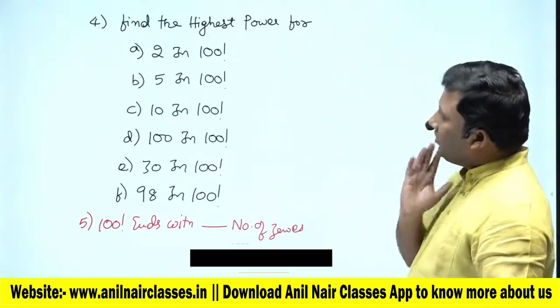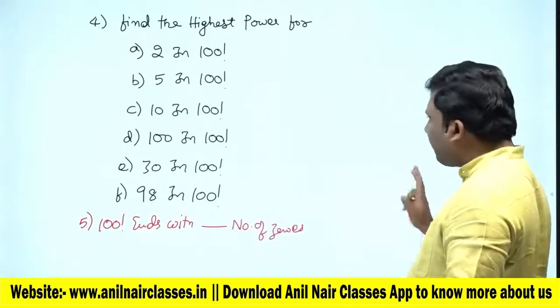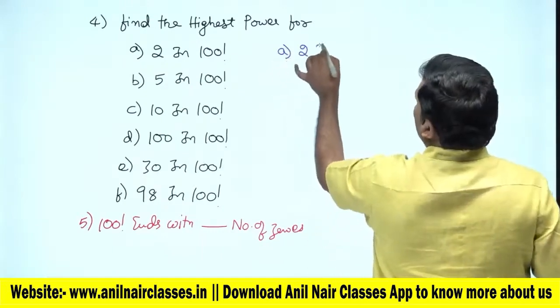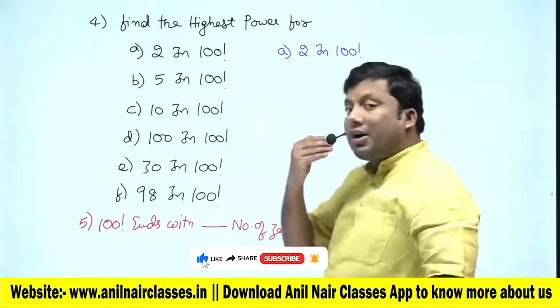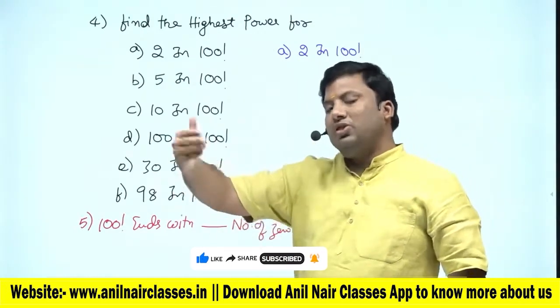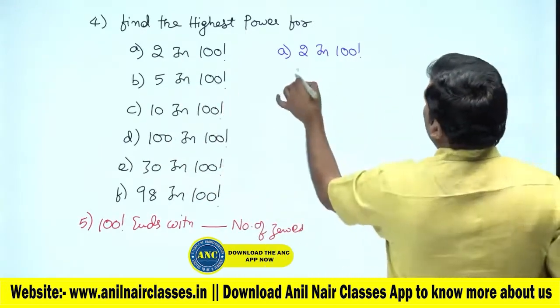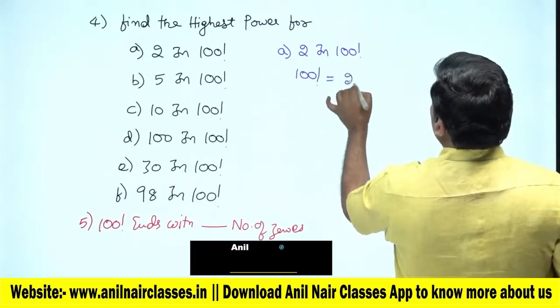Find the highest powers for 2 in 100 factorial. One by one we will solve. First question, see here, find the highest power for 2 in 100 factorial. 100 factorial is the product of all natural numbers from 1 to 100. There is 2 power, 3 power, 5 power, 7 power, and so on up to 97 power. So 100 factorial can be written as a power of prime bases.